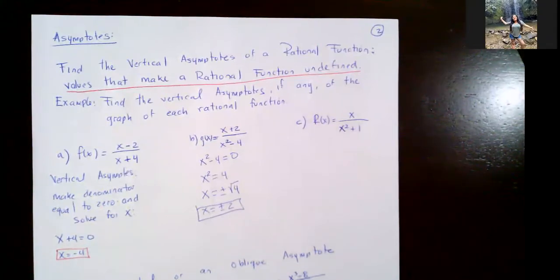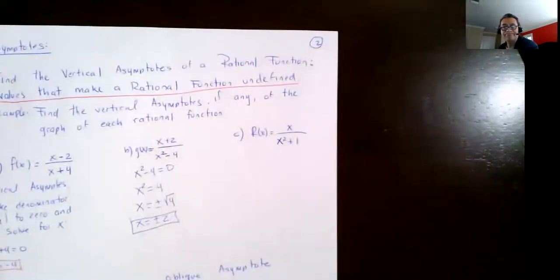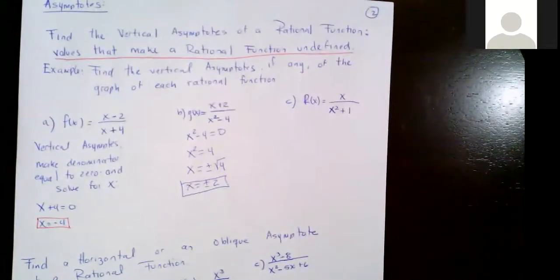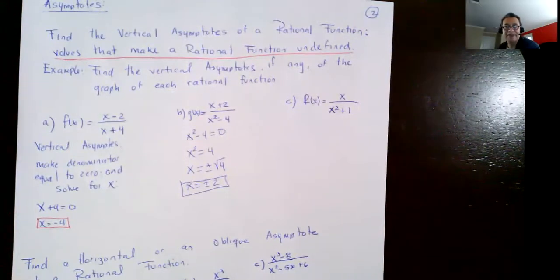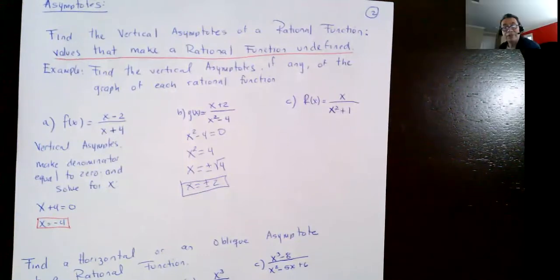Ready? Okay, so let's try C now. For C, we have R of x. Professor, I have a question. Sure, yes. Do we have 2 asymptotes, negative 2 and positive 2? Yes, we got 2 asymptotes. If we have 2 asymptotes, how can we graph this equation?